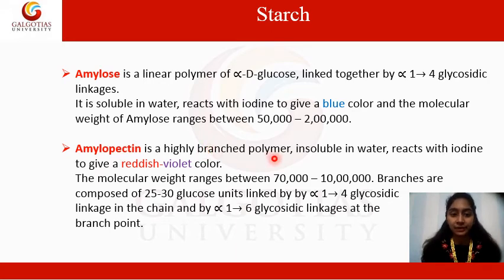So you see the difference. Amylose is a linear polymer while amylopectin is a highly branched polymer. It is insoluble in water while amylose was soluble in water. It reacts with iodine to give a reddish violet color, while amylose was giving a blue color. Now, the molecular weight ranges between 70,000 to 10 lakhs, meaning it has more molecular weight, and its branches are composed of 25 to 30 glucose units linked together by alpha 1,4 glycosidic linkages in the chain and by alpha 1,6 glycosidic linkage at the branch point.